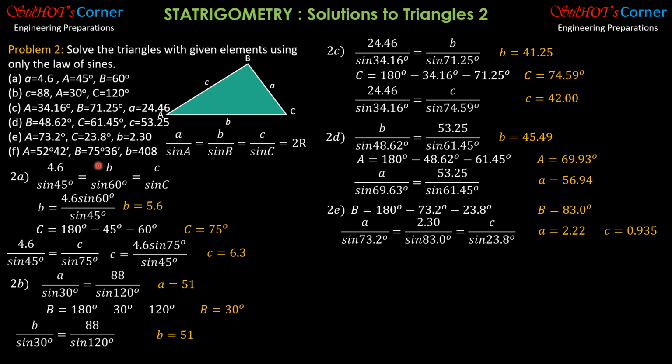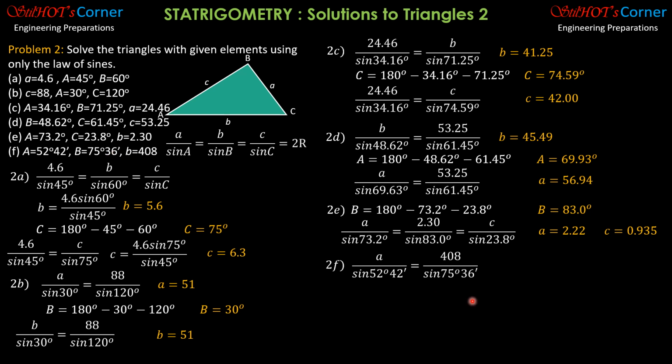Let's proceed to F. We have two angles given and the side which is opposite to angle B. So again, there is only one triangle for this case. There is only one possible value of angle C. So by sine law, A as to sine of 52 degrees 42 minutes equals 408 as to sine 75 degrees 36 minutes.